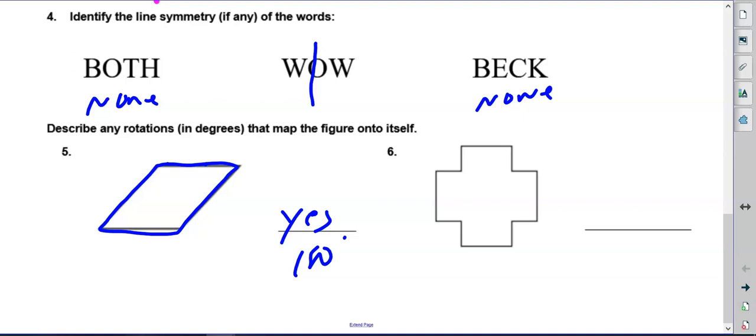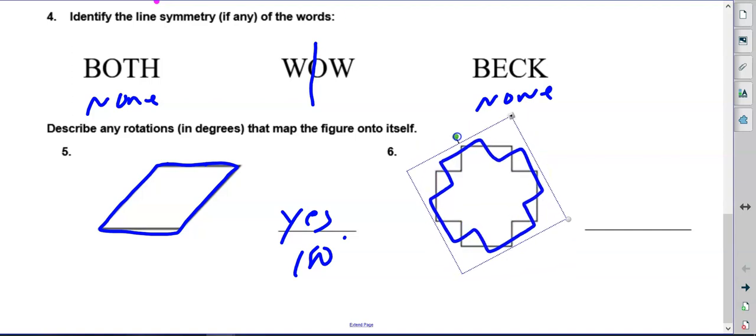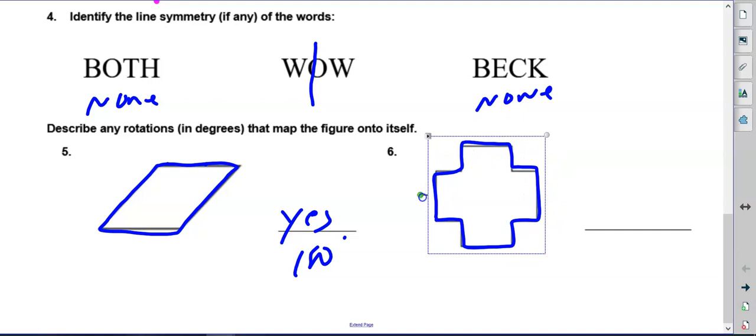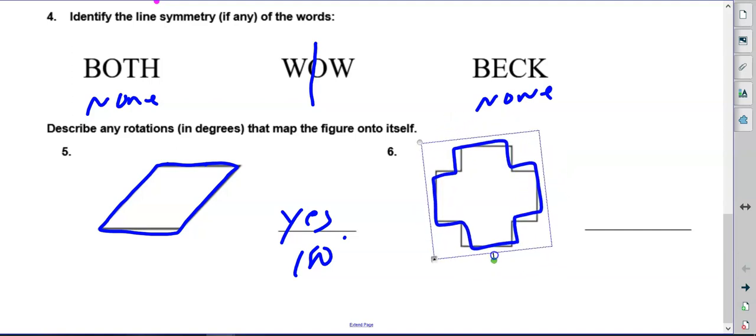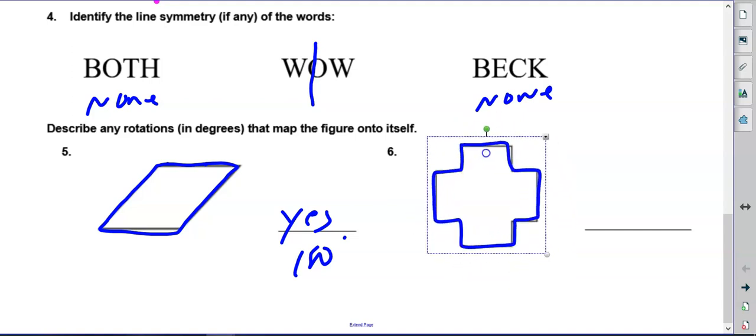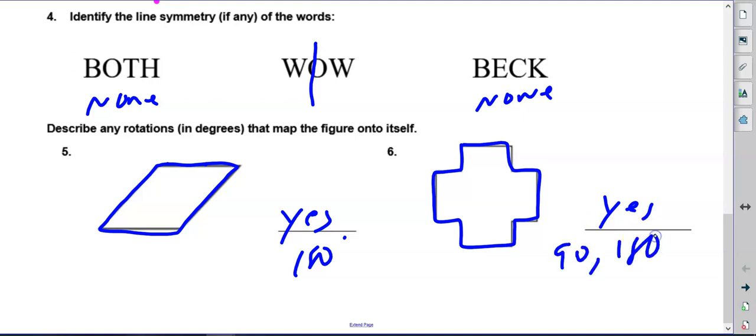All right, I'm gonna do my best I can with this one. Not bad. Okay, so if I rotate this 90 degrees, that works. 180, that works. And 270, that works. Again, we don't say 360 because that goes without saying. So the answer is yes. And we have 90, 180, and 270.